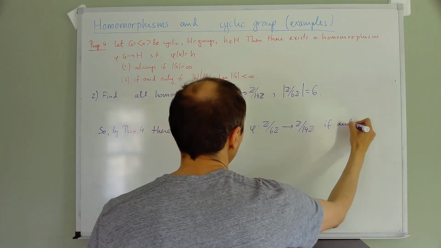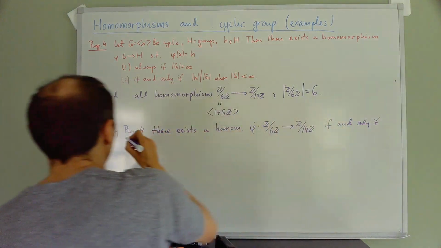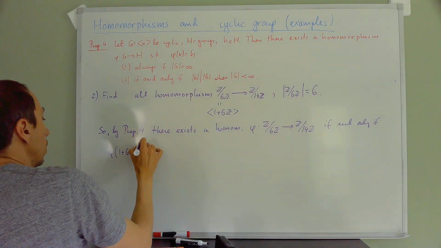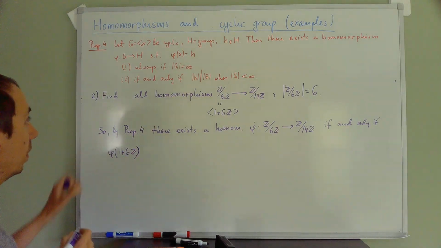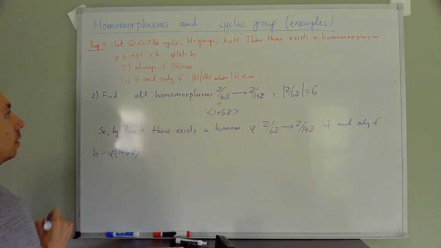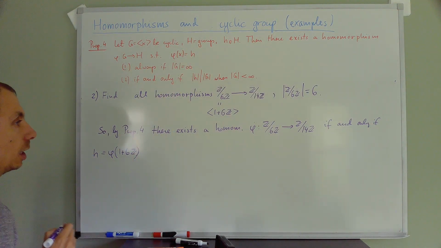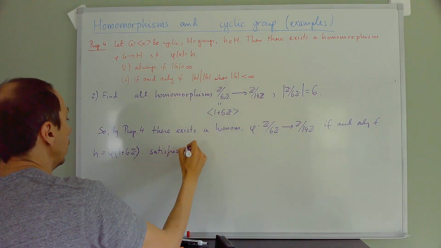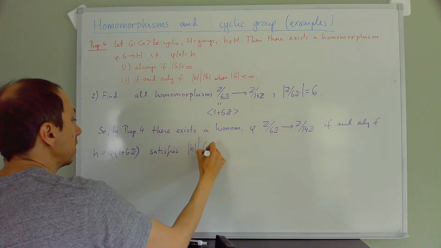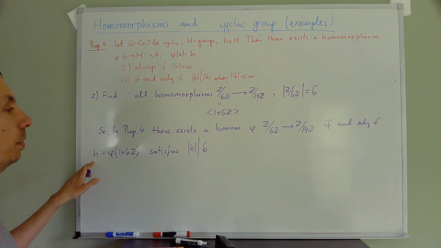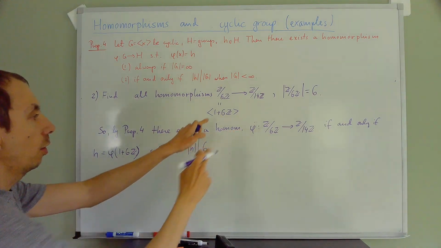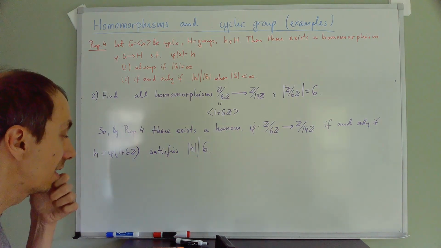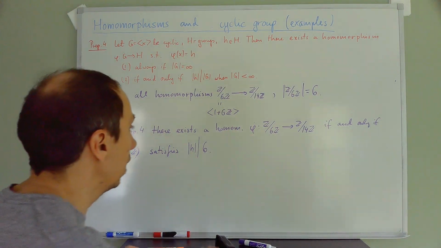if and only if the image of the generator, that is my H. H is supposed to be the image of the generator. If and only if H satisfies that the order of it divides 6. So I cannot pick anything I want here for the image of 1 plus 6Z. The order of that element that I pick has to divide 6. Okay, so I look at orders of elements here.